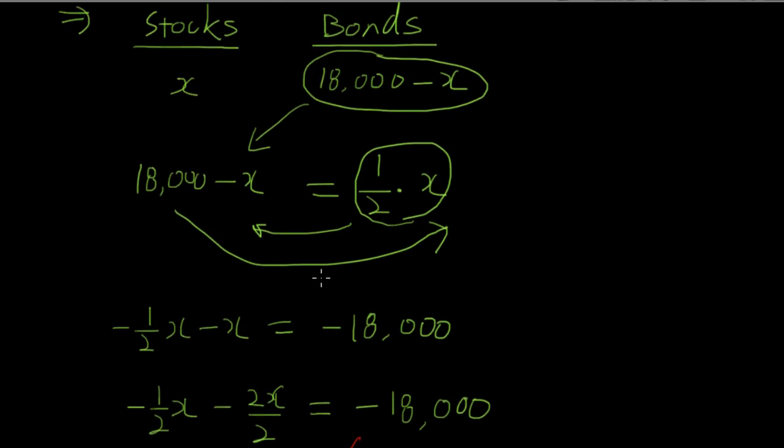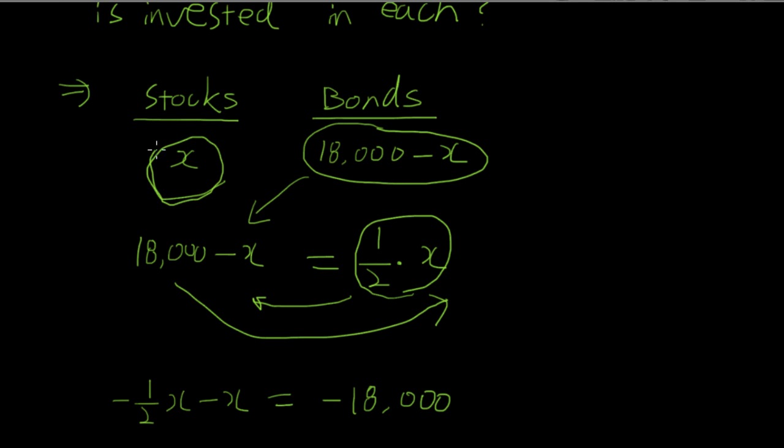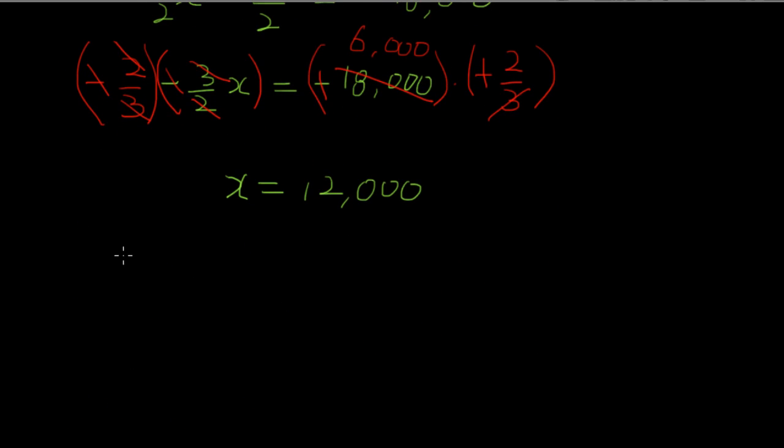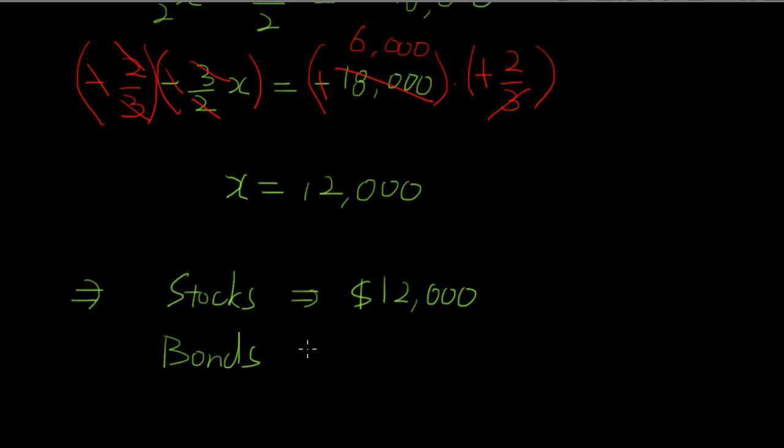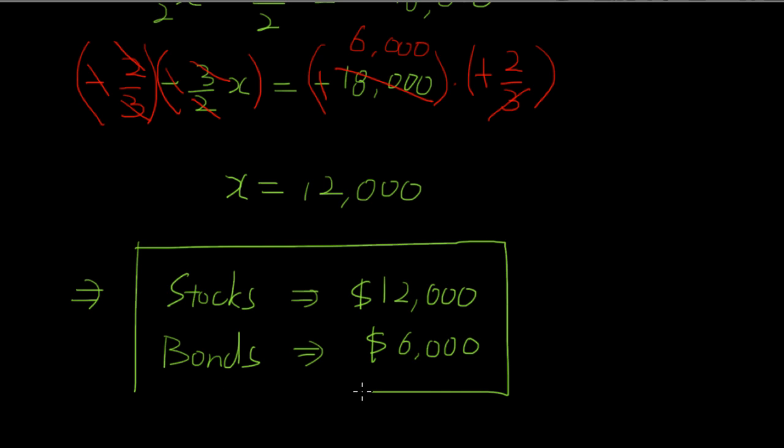Well, what was x? X was the amount that we invested in stock. So our final solution should be: stock, we invested 12,000. Bond, 18,000 minus 12,000. How much would that be? That would be $6,000, right? That's going to be our final answer. Okay.